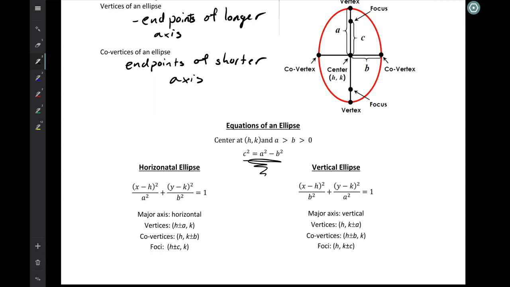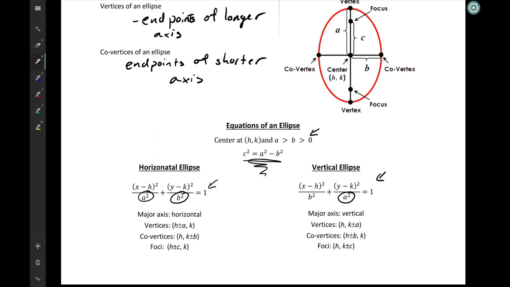And then these are the two equations. So our horizontal ellipse looks like this, and a vertical ellipse looks like this. They're actually literally the same thing. There's just a small difference, and it's wherever the bigger number is. So from here we see that a is always greater than b. Well, down here, notice how when the bigger number is underneath the y, it's vertical, and when the bigger number is underneath the x, it's horizontal.